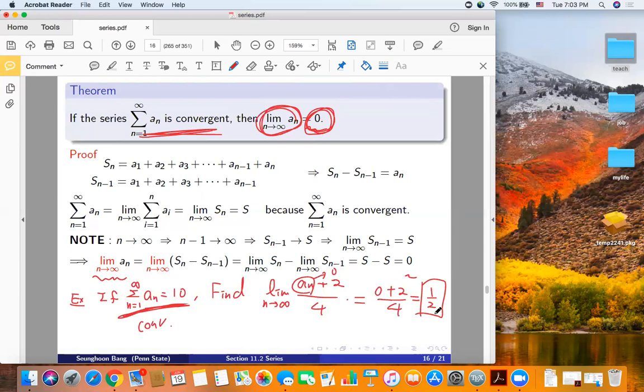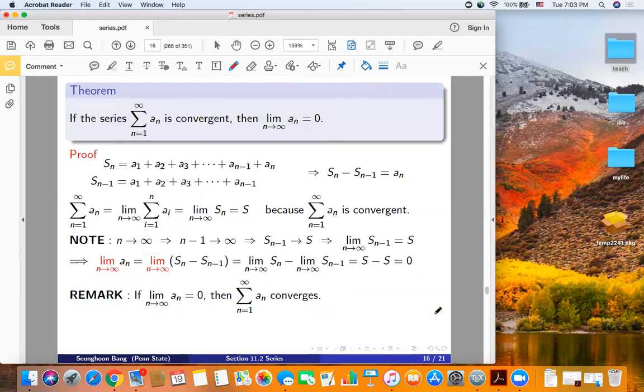So this is one problem using the theorem. Is this statement true or false? If the limit of an equals 0, then the summation of an is convergent. True or false? What do you think?